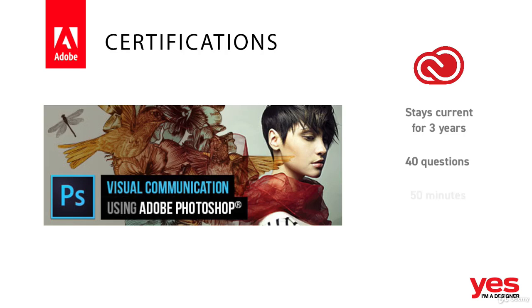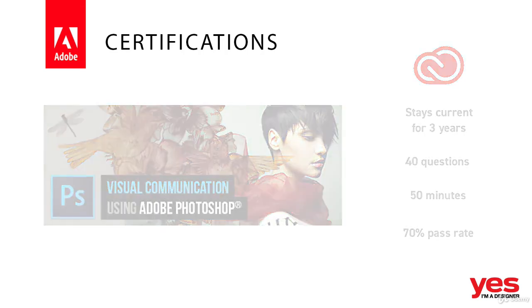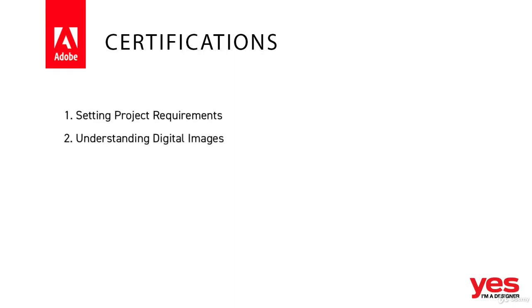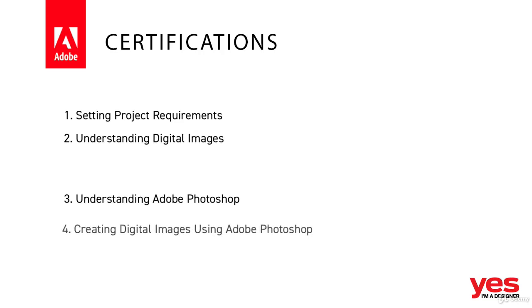The exam at the moment of recording consists of 40 questions, most of which are technical and around 25% theoretical. You will have 50 minutes to answer everything. The current pass rate is 70%, which means you will need to be able to answer minimum 28 out of 40 questions correctly. The 5 main areas tested in the exam are setting project requirements, understanding digital images, understanding Adobe Photoshop, creating digital images using Adobe Photoshop, and finally, publishing digital images using Adobe Photoshop.